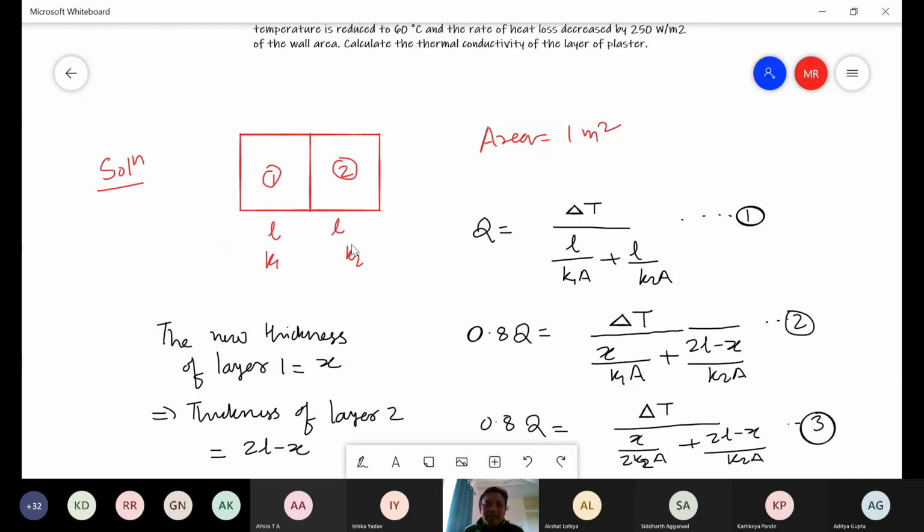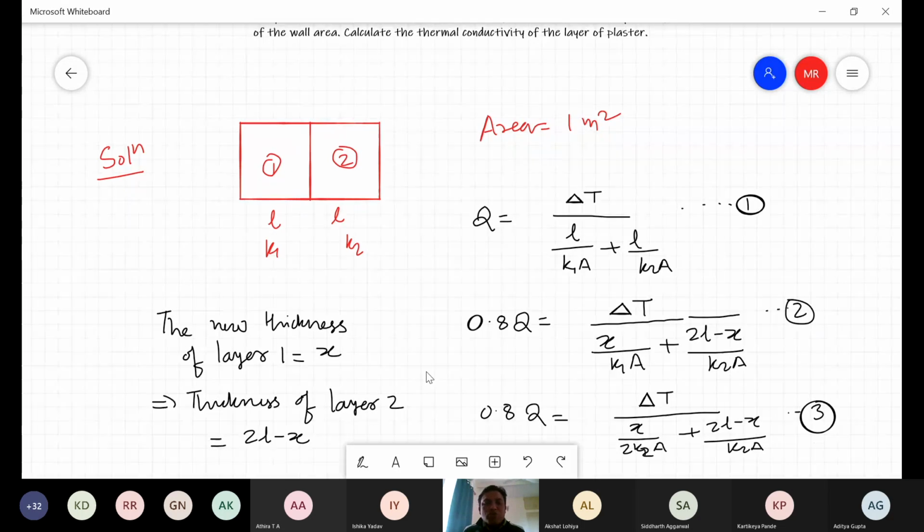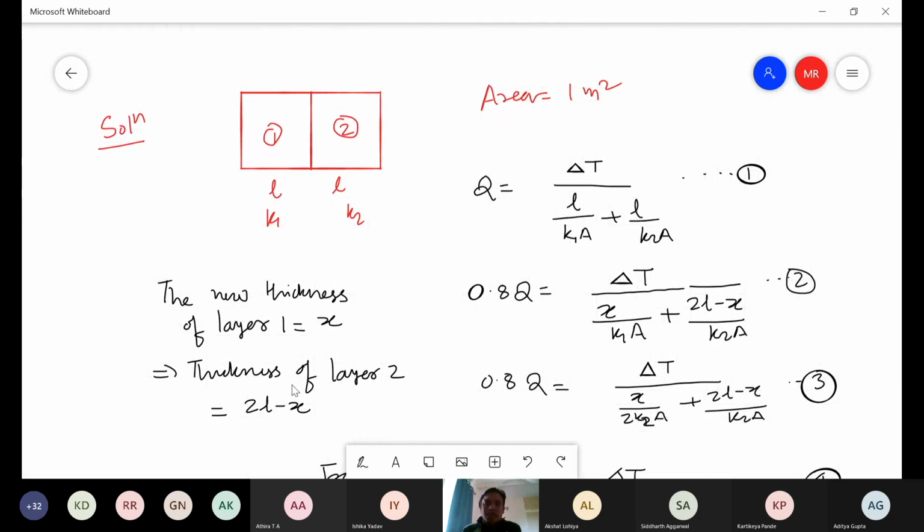Whereas in the second condition, let us assume that the thickness of layer 1 is X, and therefore the thickness of layer 2 is going to be 2L minus X, because the total length of both these slabs is going to be 2L, isn't it? So the thickness of layer 1 is X, the thickness of the second layer is 2L minus X. So we can put it in this equation.